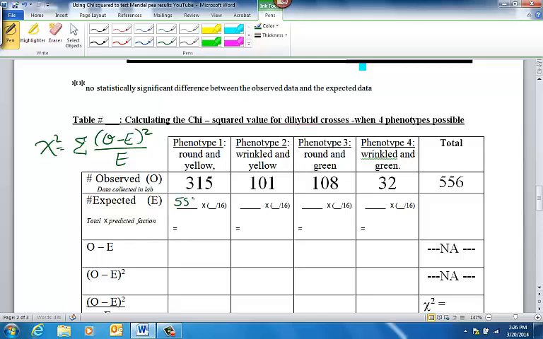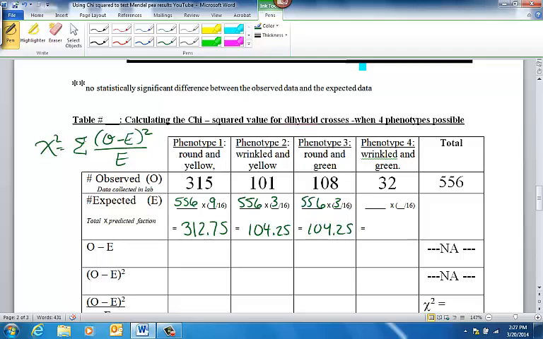So 556 times 9/16, because we expect 9/16 of the offspring to be round and yellow. So we just multiplied to find out what our expected was, and that's how I got my original values. And that is 312.75. And 556 times 3/16, that's 104.25. Oh, sorry, I can read 0.25. 556 times 3/16, and that is 104.25 again. So we expect that these should be equal.